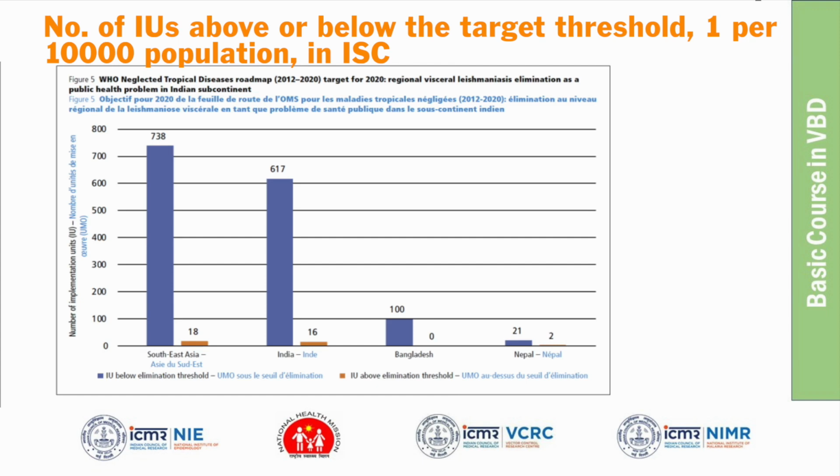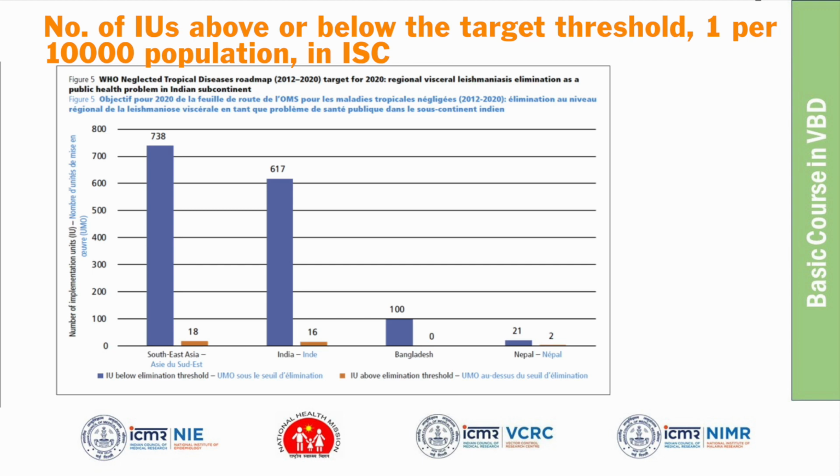The blue bar shows the number of IUs which are below the elimination threshold, that is less than 1 per 10,000 population. And the brown one shows the IUs which are above the elimination threshold of 1 per 10,000 population. You can see that in the zero region, about 738 IUs are below 1 per 10,000 population, whereas 18 IUs are found to be more than 1 per 10,000 population.